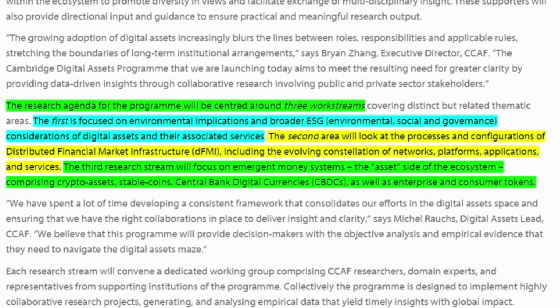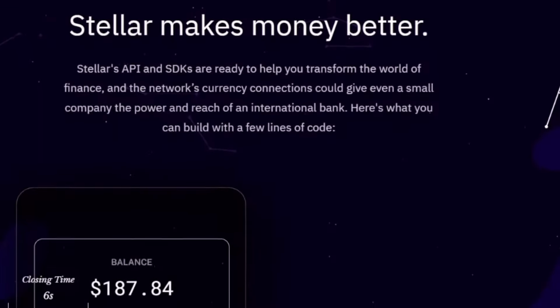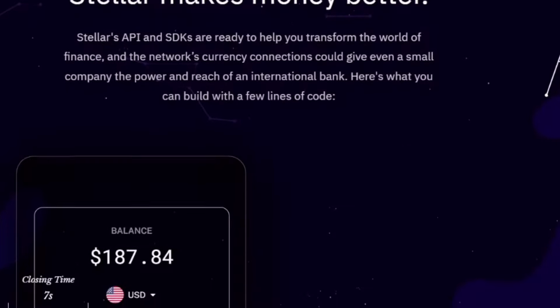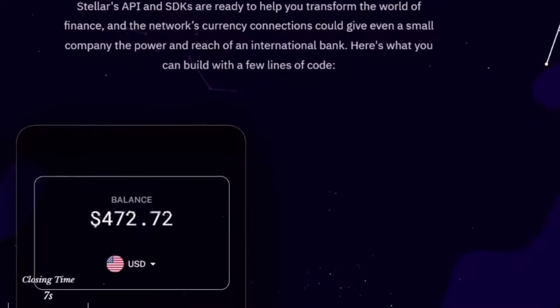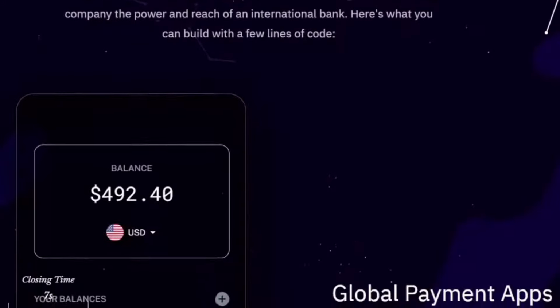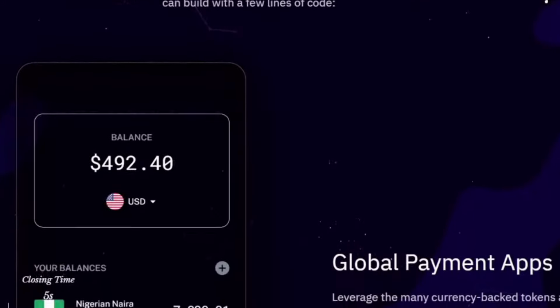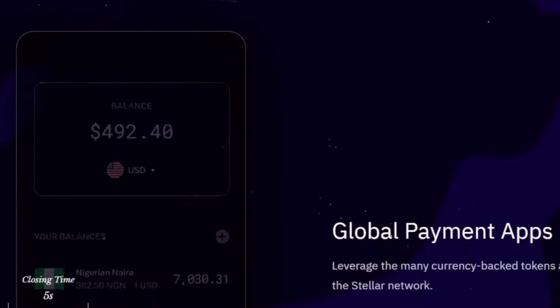Now, the agenda of this program has three areas of focus. The first area is centered around environmental social governance. The second, distributed financial market infrastructures. And the third is focused on emergent monetary systems such as crypto assets, stablecoins, CBDCs, consumer tokens, and payment coins. All of these relationships are what strengthen the case for Stellar Lumens when it comes to ISO compliancy. Stellar is a quiet chain, but it's slowly preparing for billions of transactions to flow through its network.